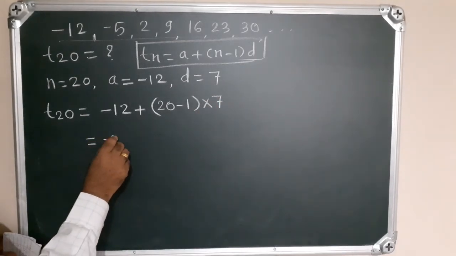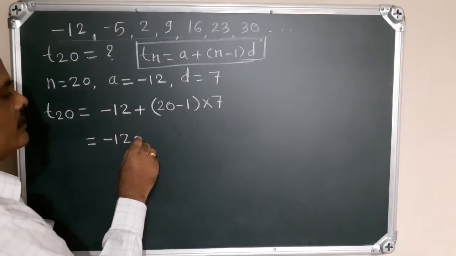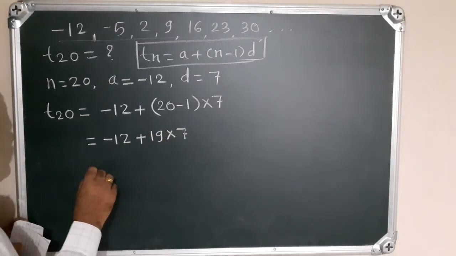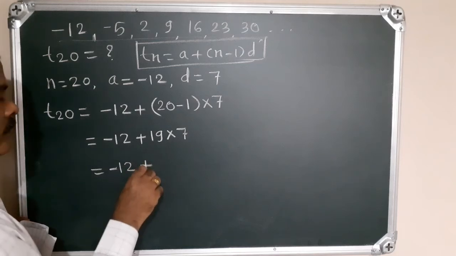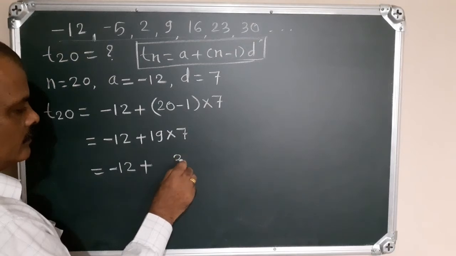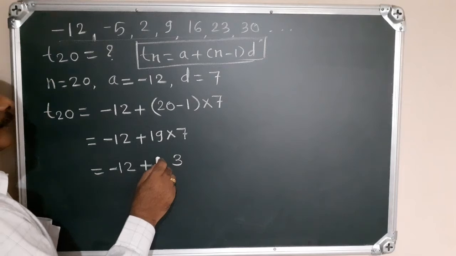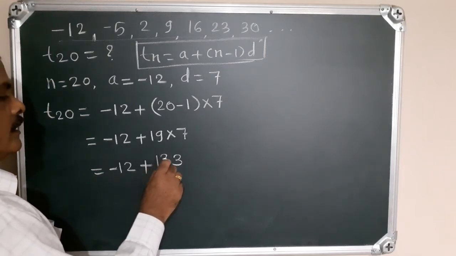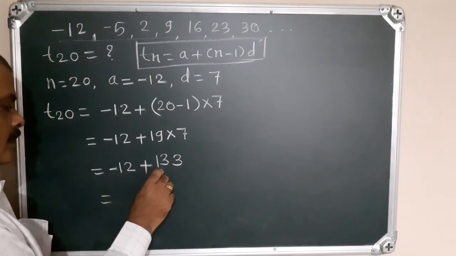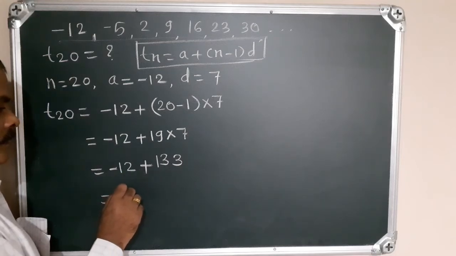So this is equal to minus 12. First subtract: 20 minus 1, that is 19, into 7. So minus 12, this will be plus 19 into 7. 7 9s are 63, plus 7, so that is 133. This is minus, this is plus. So this is greater than this, so the plus sign will be here in the answer.